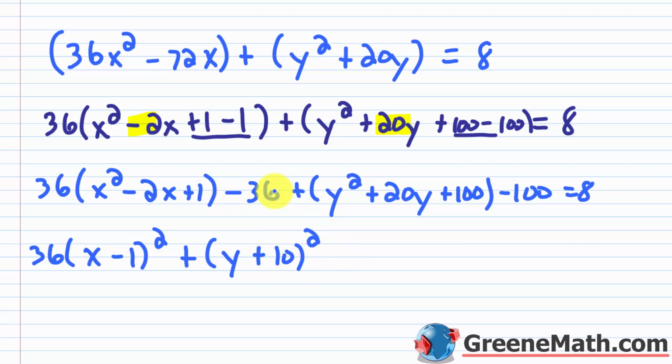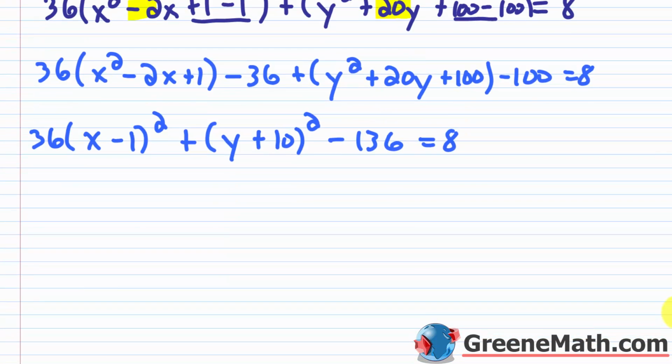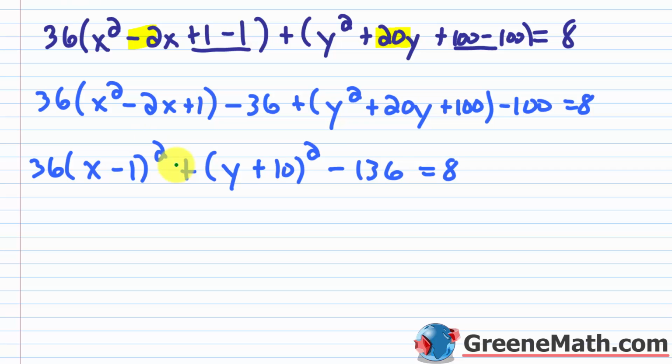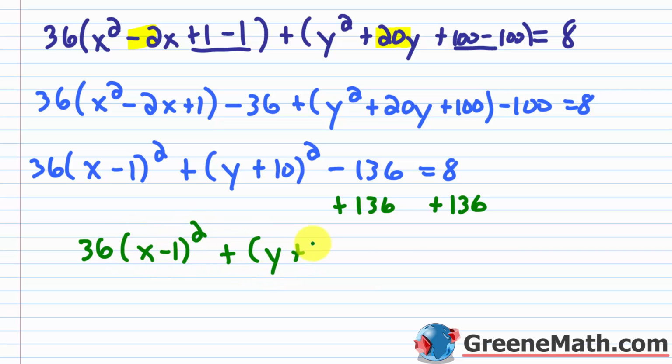And then negative 36, again, minus 100 is minus 136. This equals 8. And let me scroll down a little bit. So now, add this to both sides of the equation. Okay, so plus 136, plus 136. You're going to have 36 times the quantity x minus 1 squared, plus the quantity y plus 10 squared, equals 8 plus 136, which is 144.